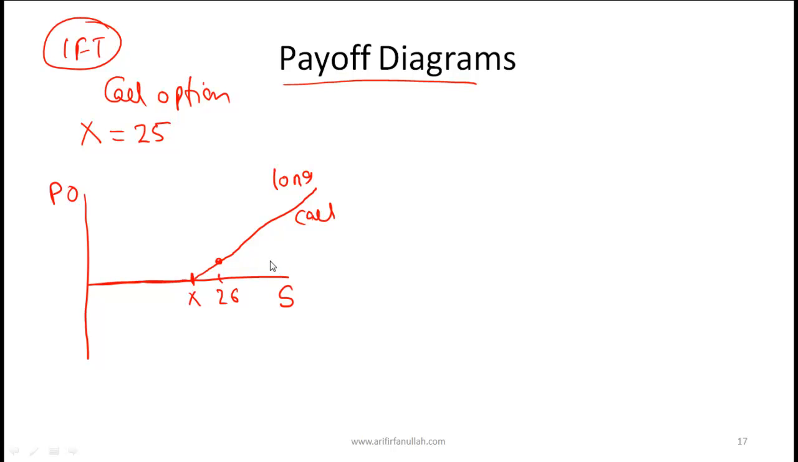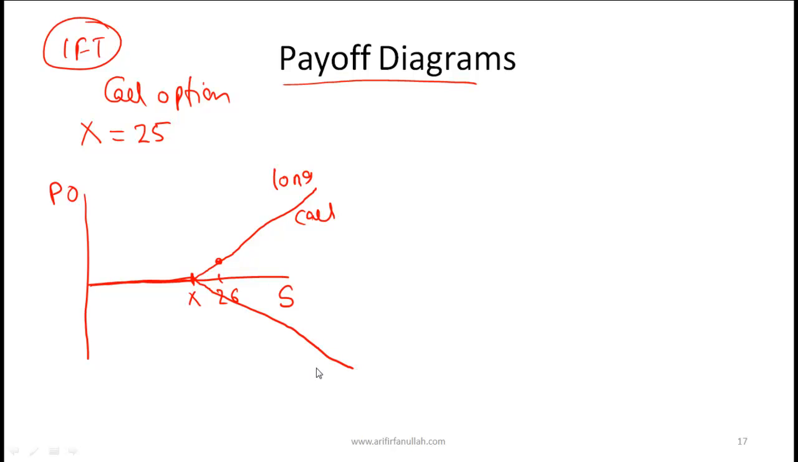Now what about the payoff for a short call? The short is sometimes also called the option writer. The payoff for the short call looks like this. Between 0 and the strike price, the short is not making any payments, because if the price of the stock at expiry is 24, then obviously the long will not exercise the option, so the short does not need to make any payment. However, if the stock price at expiration is more than 25, then obviously the long needs to make a payment.